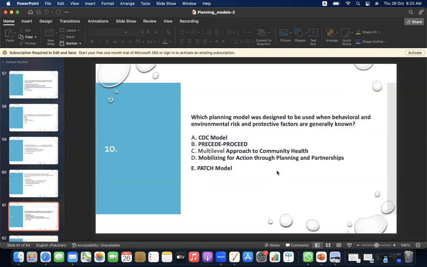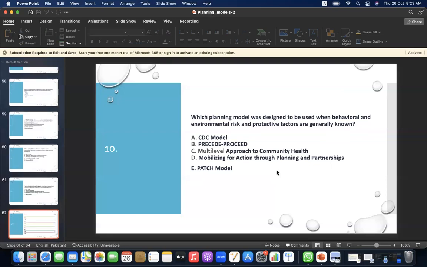Number 10, which planning model was designed to be used when behavioral and environmental risk and protective factors are generally known? A, CDC, B, PROCEED, C, multi-level approach, D, mobilizing for action through planning and partnerships, or E, the PATCH model. C? Yes, it is C, multi-level approach to community health.